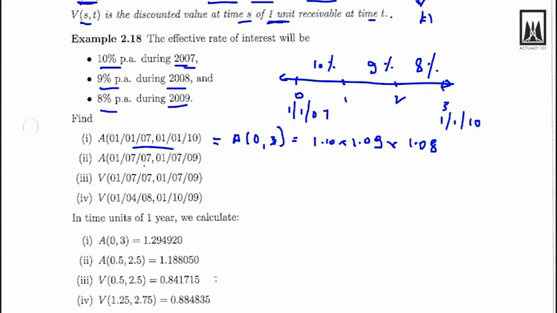The next one is 1st July 2007 to 1st July 2009. Now 1st July 2007 is the middle of the year 2007, so we want from 0.5 till 1st July 2009, which is going to be 2.5, because it falls between 1st January 2009 and 1st January 2010. So what we are going to call this is A(0.5,2.5). So how are we going to calculate this?